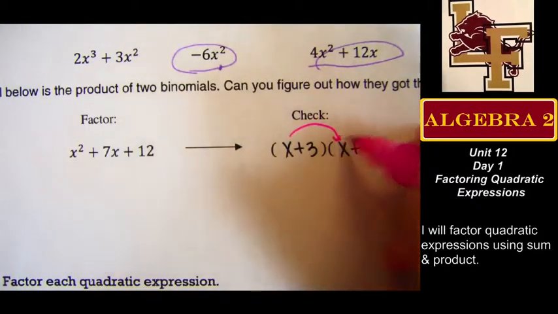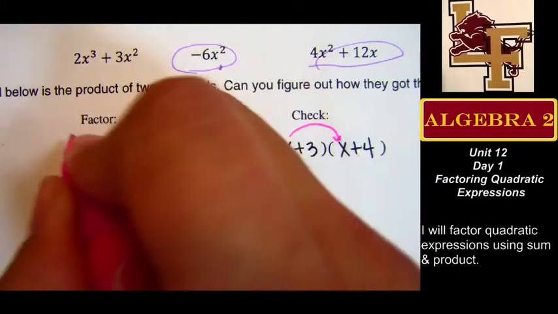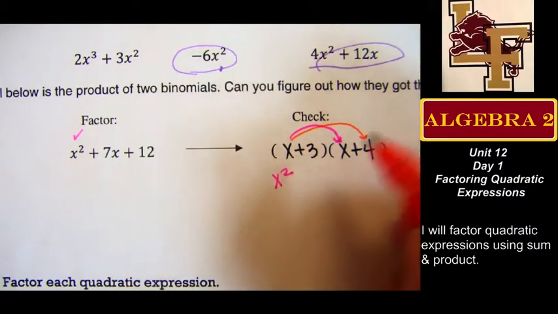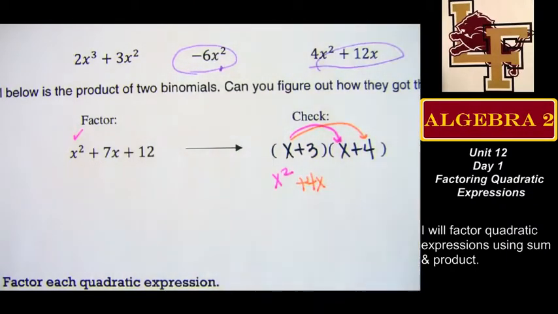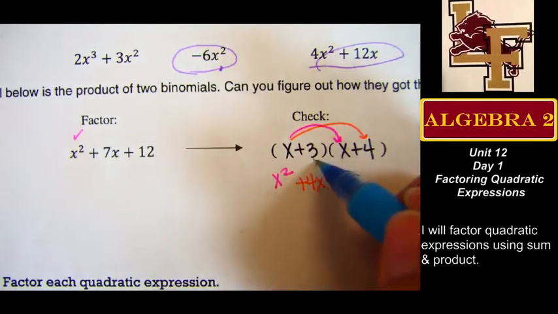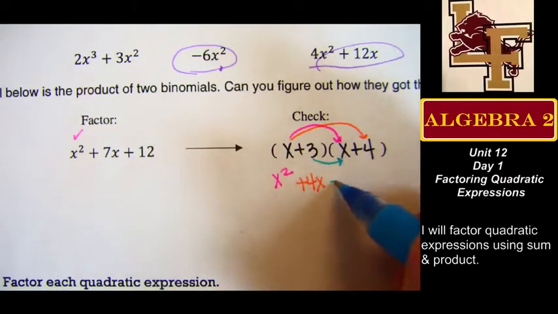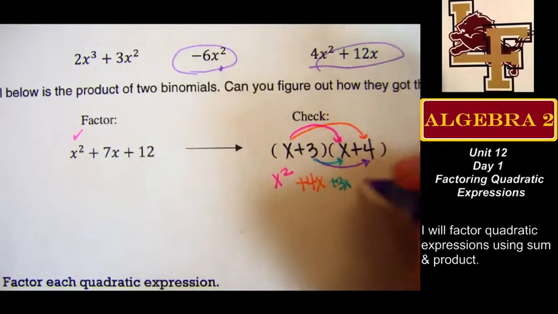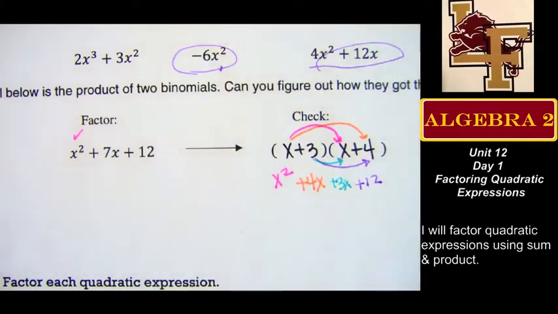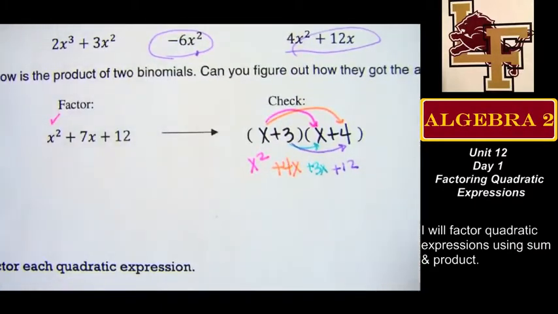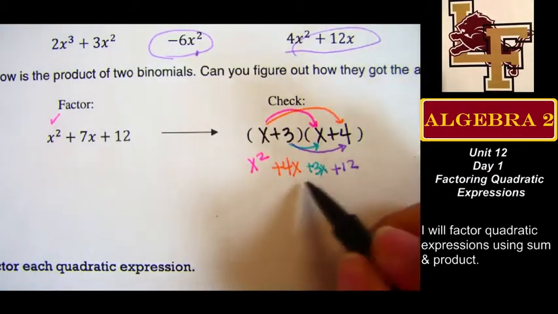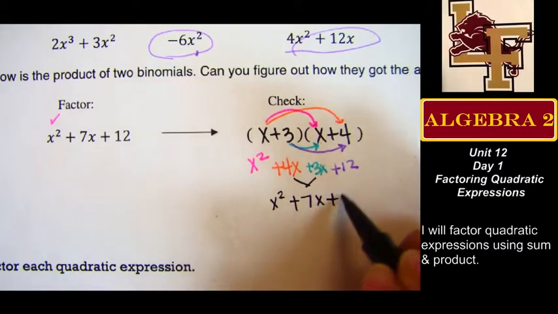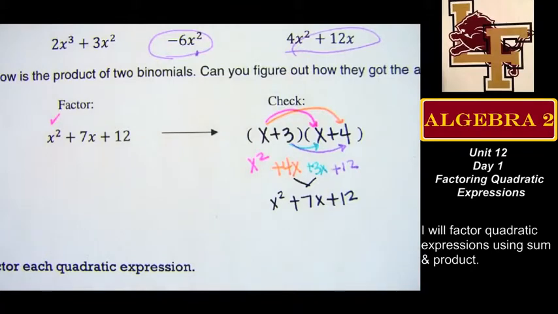X times X is X squared. So far, so good. 4 times X is 4x. I heard a lot of you saying, oh, this is... Did you do this in your heads? I did it on paper. You scribbled it on paper. Okay, that's fine. I did it in my head. So this was the first thing that you did, right? Yes. And then you added the like terms. And when we're done, all right.